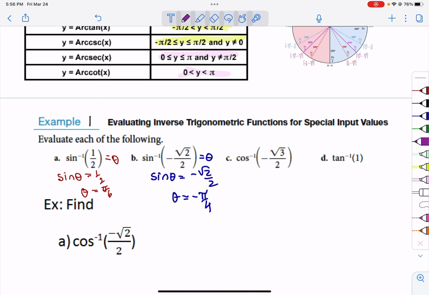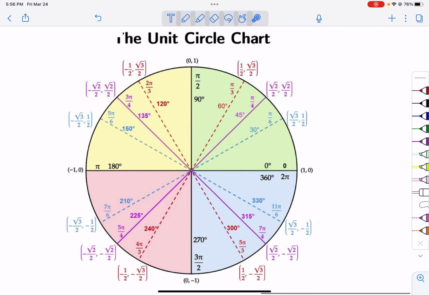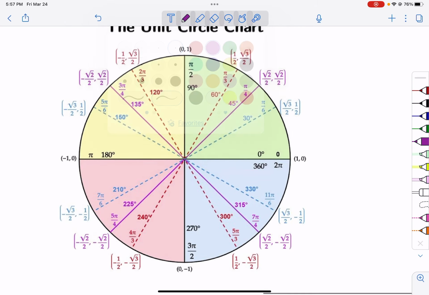Now let's do the cosine. It's saying where is the cosine? This is our theta, our angle measure. Where is the cosine of that angle measure going to give us an answer of negative square root of 3 over 2? Well, let's look at our unit circle. The cosine is positive here. The cosine is negative here. So if the cosine is positive here and the cosine is negative here, we want square root of 3 over 2, and that would be right here. So 5 pi over 6 is our answer.